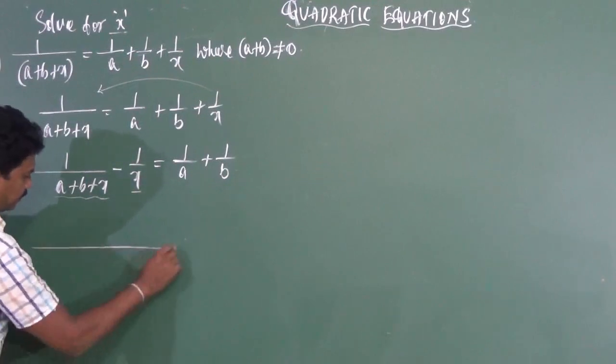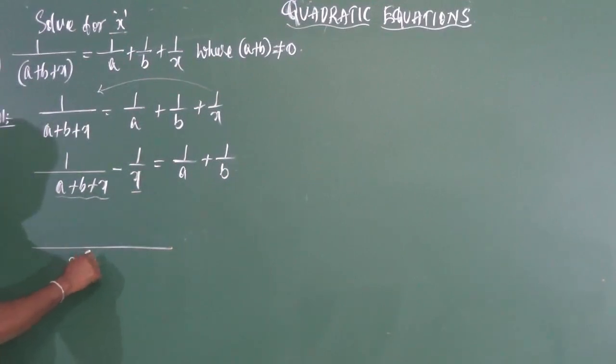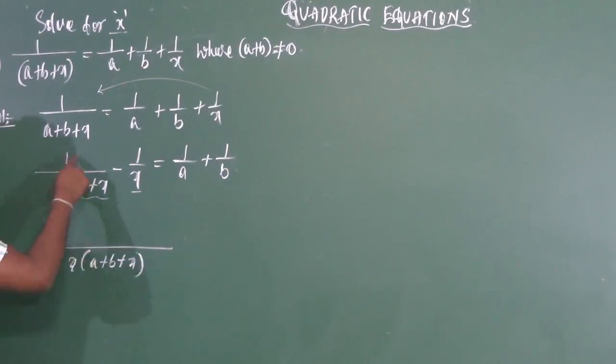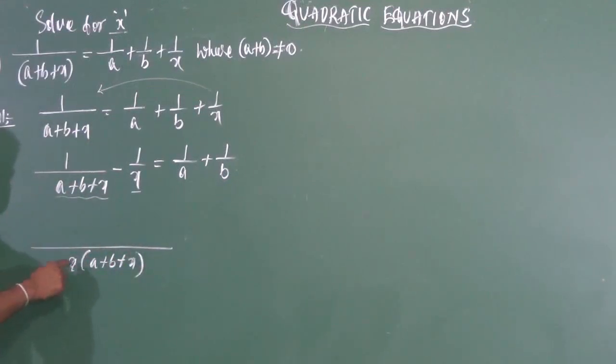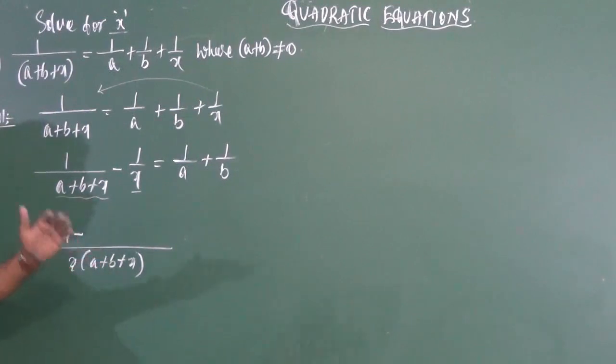Now take the LCM for a plus b plus x and x. So the LCM will be x into (a plus b plus x), right? So 1 by (a plus b plus x) into this gives a plus b plus x; a plus b plus x cancels, remaining is x. What is the sign here? Minus. You have to be very careful here, right? Whatever comes in the next step, you have to keep it inside brackets, right?